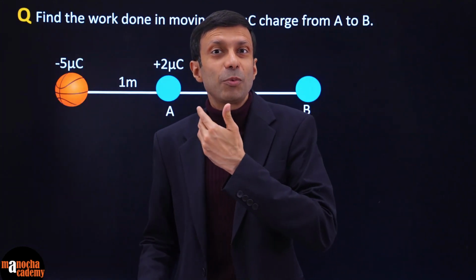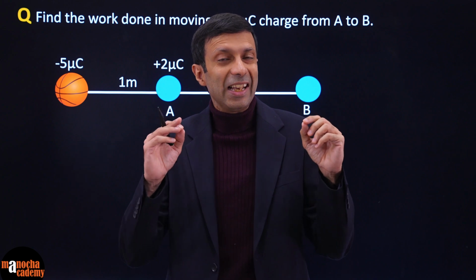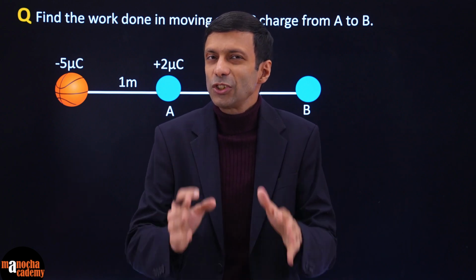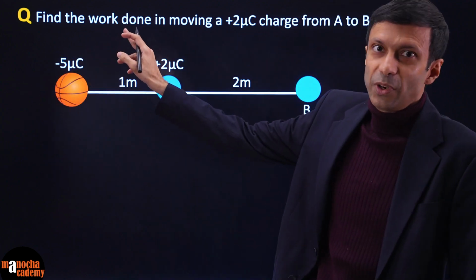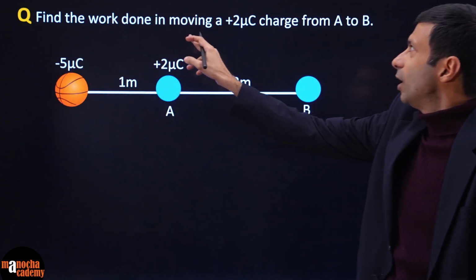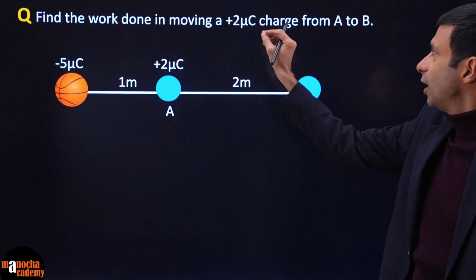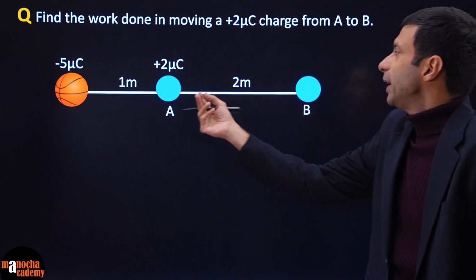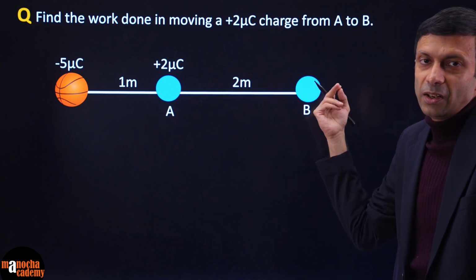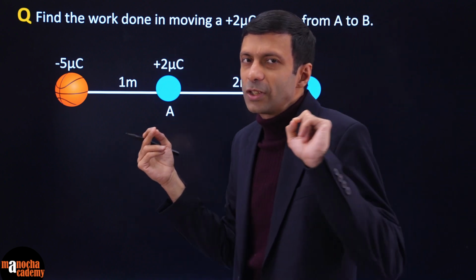Now that you know the concept of electric potential difference and electric potential, let's see how these concepts can help us to easily find the work done. So when we have been asked to find the work done in moving this +2 microcoulomb charge from A to B, let's see how we can apply the concepts here.